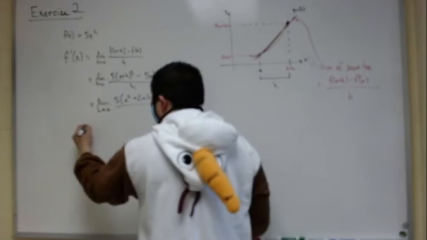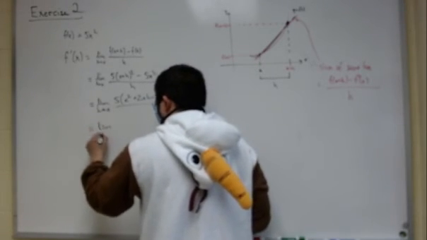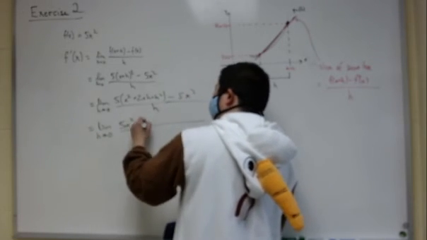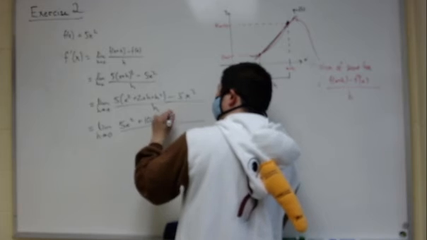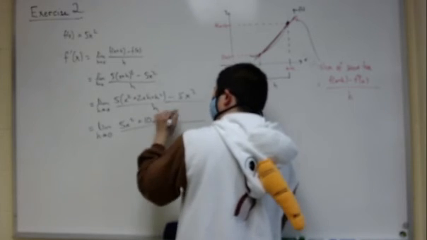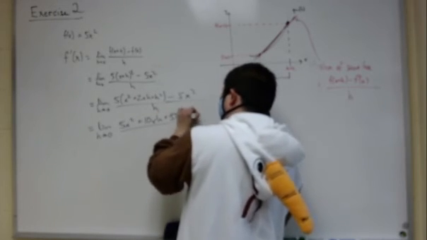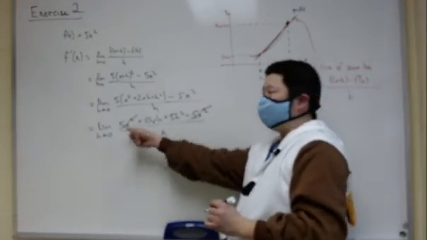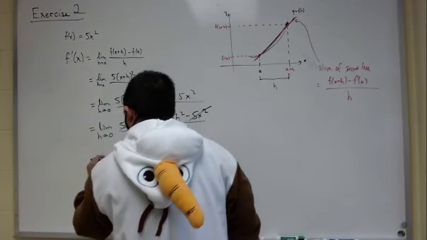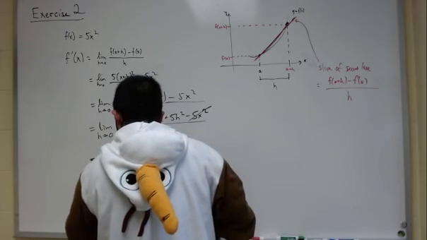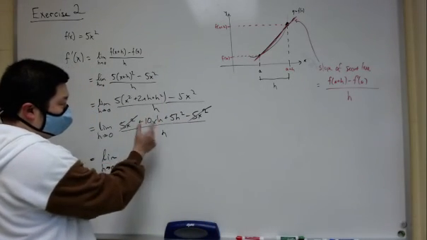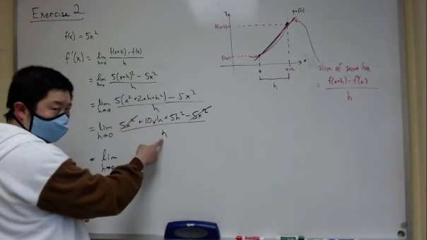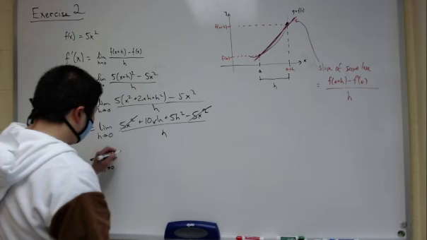You distribute the 5. Limit as h approaches 0, 5x squared plus 10xh plus 5h squared, minus 5x squared, all over h, right? Now 5x squared minus 5x squared cancels. Look, all we're left with in the numerator are these two terms. Thinking two steps ahead, we're going to want to cancel with that h. So why don't we factor out an h in the numerator?